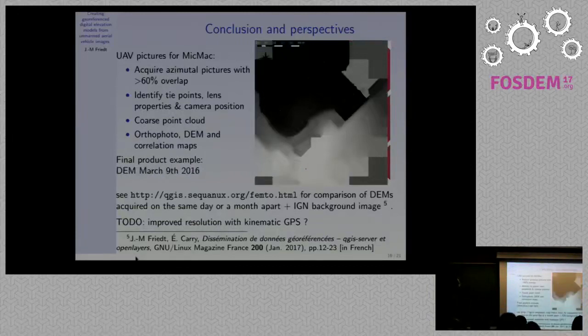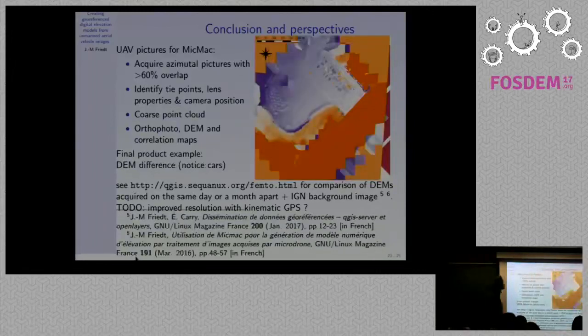And when you do the digital elevation model, you have the parking lot, you have the cars over here which are parked. And if I do the DEM subtraction, I see which cars have moved from the parking lot from one time to the other. So basically this is working pretty well.